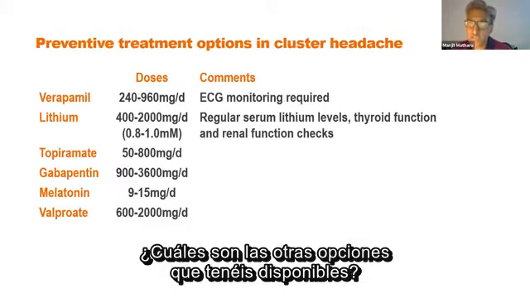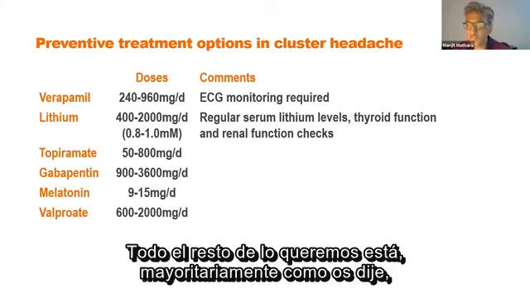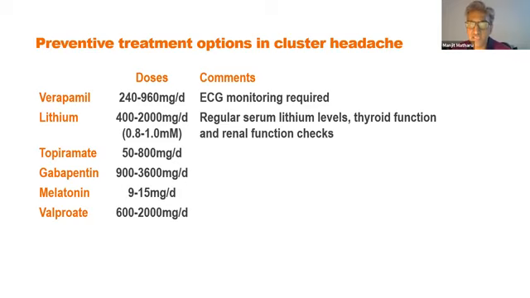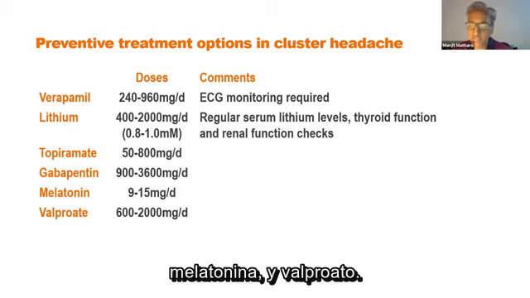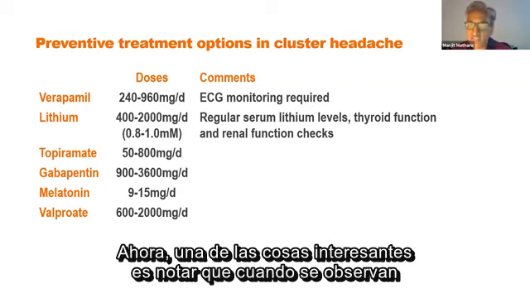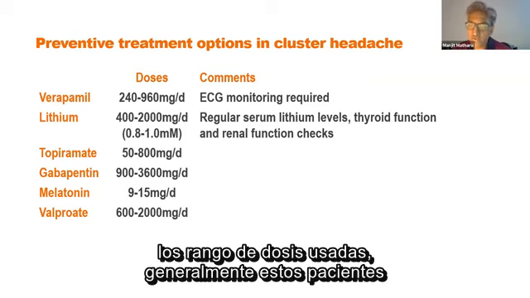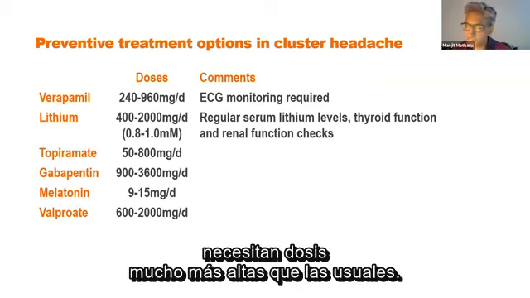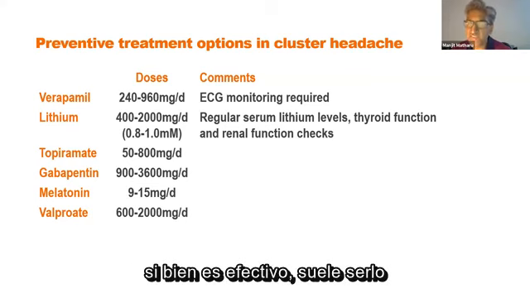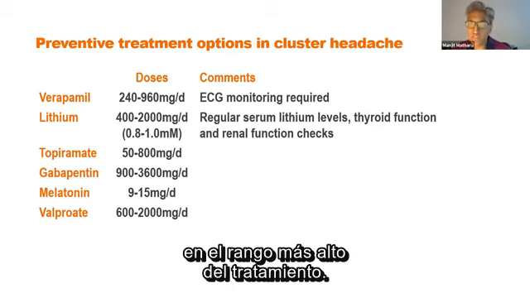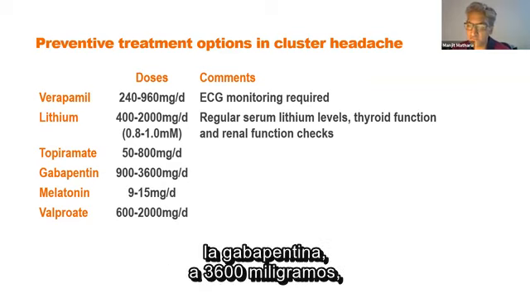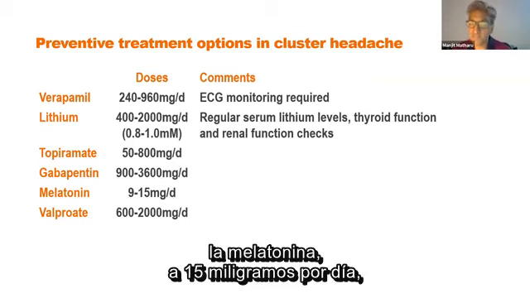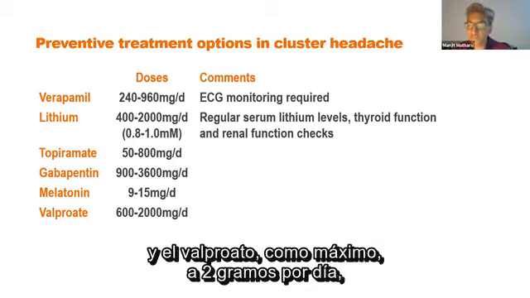What are the other options that you have available? Everything else we have is largely on the basis, as I said, of open-label evidence. The options are lithium, topiramate, gabapentin, melatonin, and valproate. One of the interesting things to note is that when you look at the dose ranges that are used, very often these patients need much higher doses than usual. Lithium, my experience is that if it's effective, it tends to be effective at the higher end of the therapeutic range. And the same thing goes for things like topiramate, as much as 800 milligrams, gabapentin 3,600 milligrams, melatonin 15 milligrams per day, and valproate as much as 2 grams per day is what is needed.